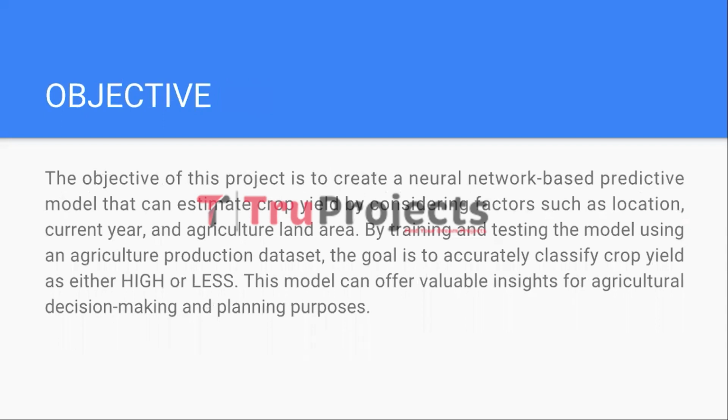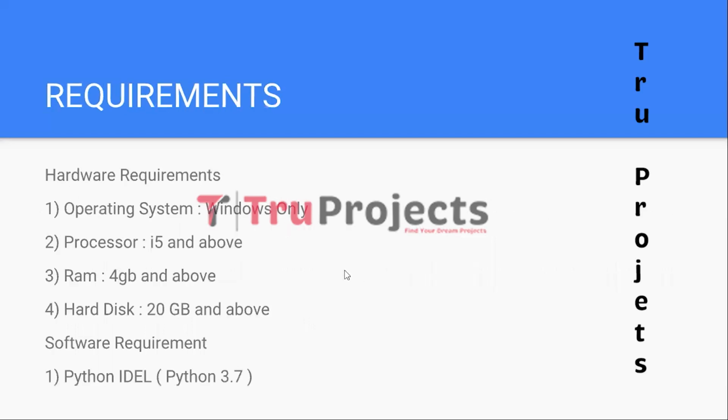The objective of this project is to utilize an agriculture production dataset. We train three neural network algorithms, that are RNN, feed-forward, and LSTM neural network, on this dataset to build a neural network model. This model can be employed to predict whether the crop yield will be high or low when applied to new test data. The test data consists of location, year, and agricultural land area values which are input into the neural model for production prediction.